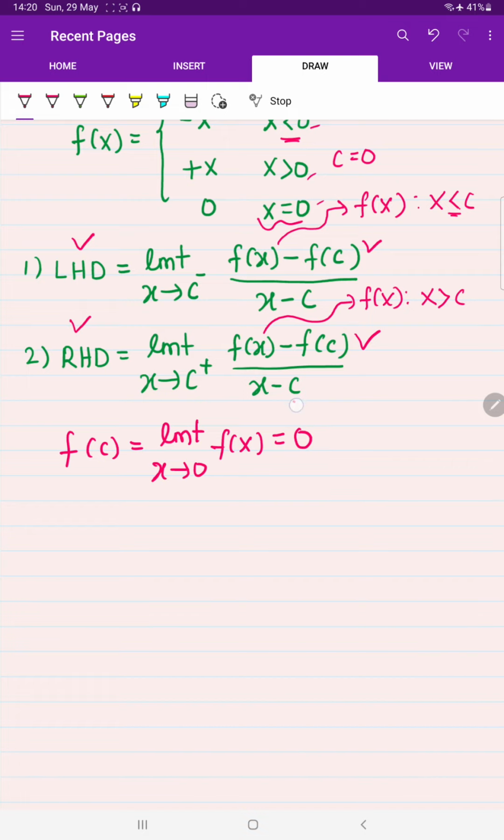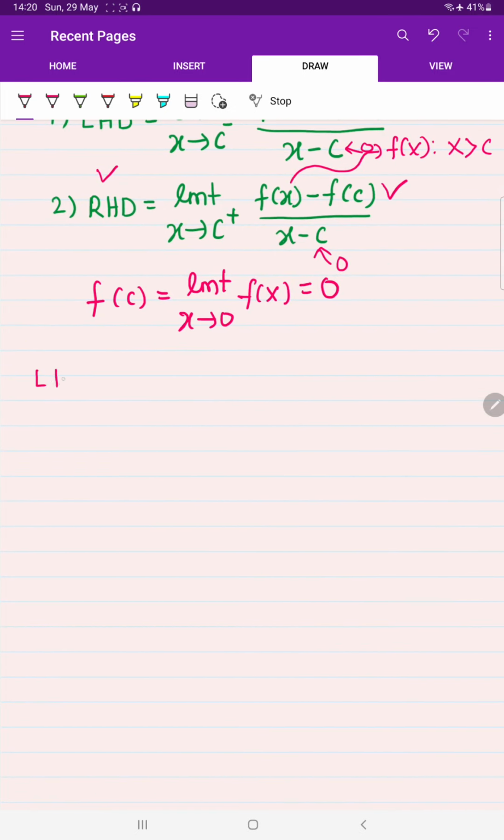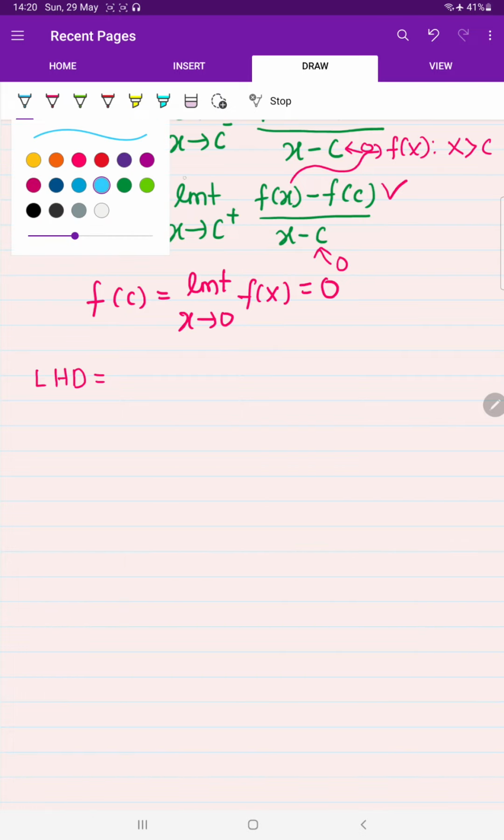See, what is the value of c? C is 0. Here also the value of c is 0. Shall we start solving this question? Yes, sir. Let us take the left hand side limit and try to bring the answer for this question.